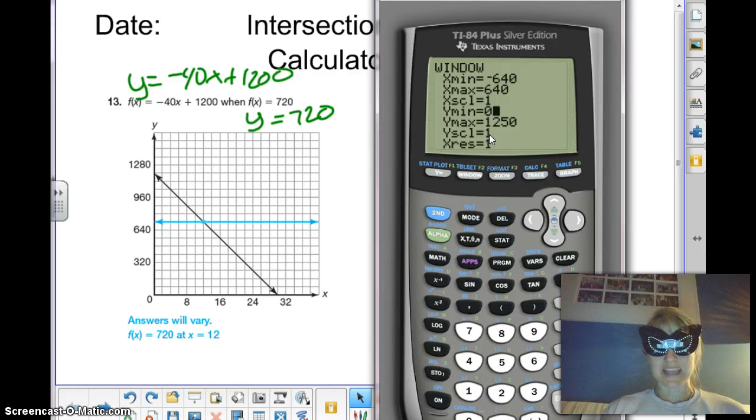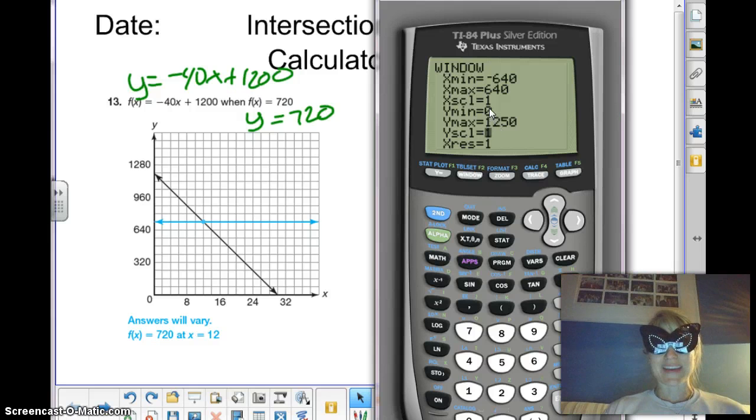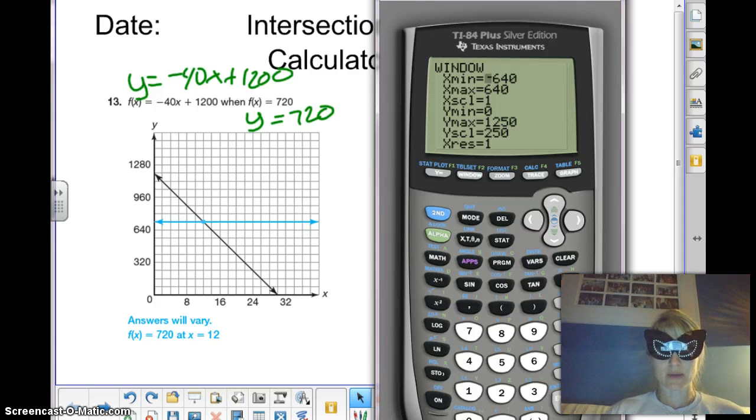Now we're going to do the scale. So I've got between 0 and 1250. So I'm going to make a scale, and scale is like if it's going to go up by 1s, 2s, 3s, and 4s. So I've got a big range between 0 and 1250, so I might even just hit maybe 250 and see how that works. And then my x is not so important, so I'm going to make that 0.